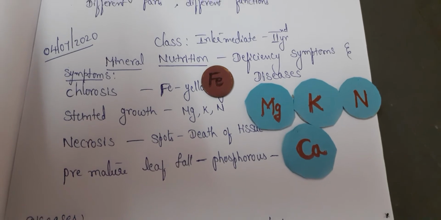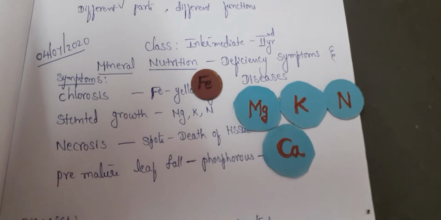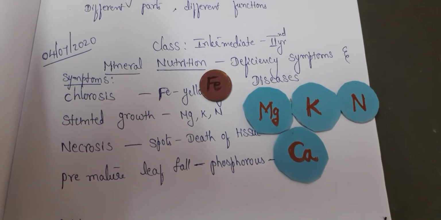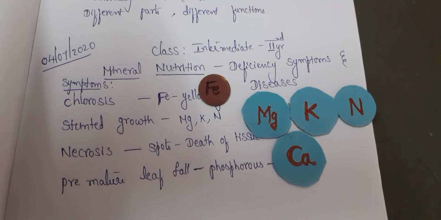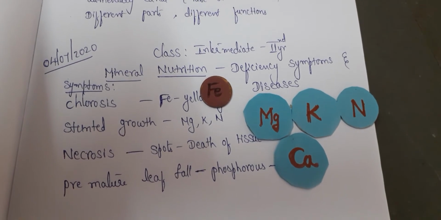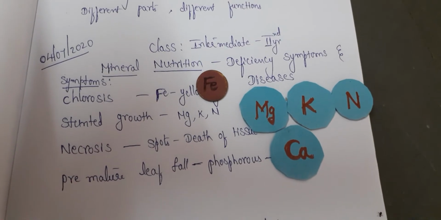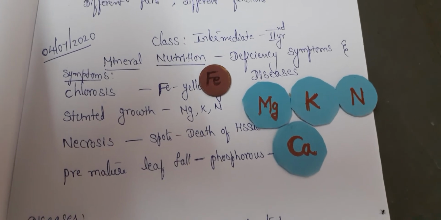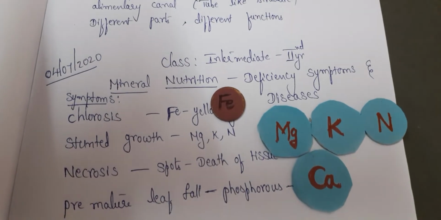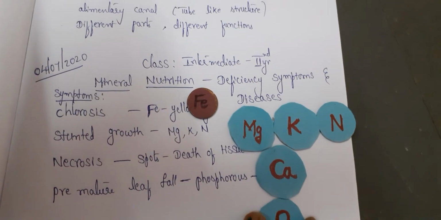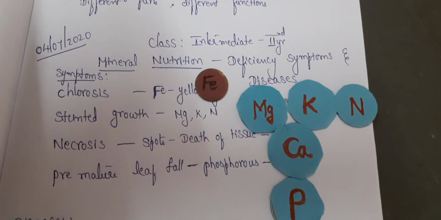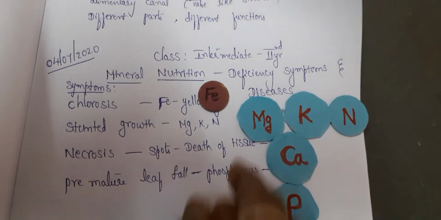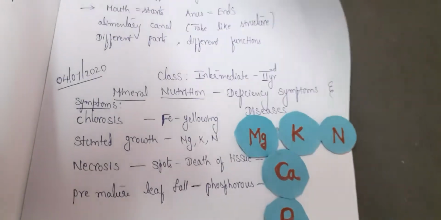Premature leaf fall. Premature leaf fall means the leaves of the plant will fall early. Many a time, maybe you have observed, leaves will fall on the ground. They are because of premature leaf fall. They will dry early and they will fall. So this premature leaf fall is because of the deficiency of the element phosphorus. So if there is a phosphorus deficiency, it will lead to premature leaf fall. So let us see the different symptoms here.